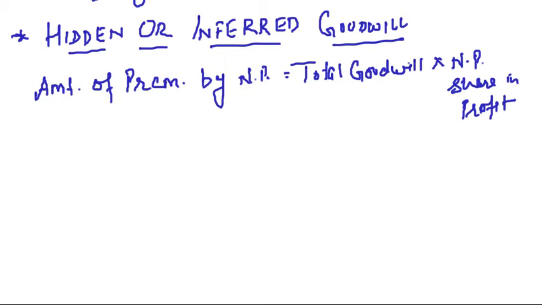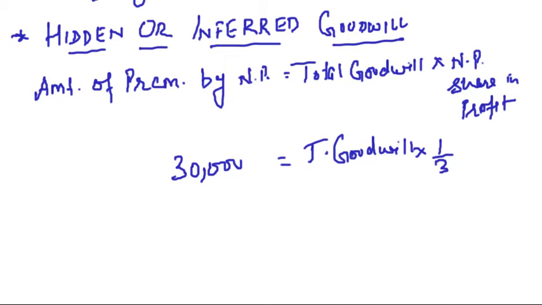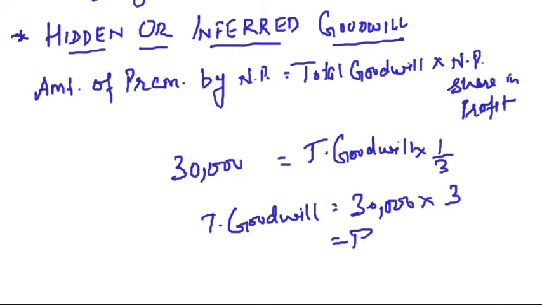Now if we are given this amount of premium, say 30,000, but we are not given the total goodwill and we are given the new partner's share, say 1/3, we can calculate total goodwill. This comes out to 30,000 into 3. Clear? Now the same concept we will use here. Let's see one example.